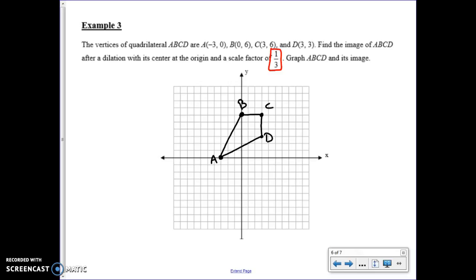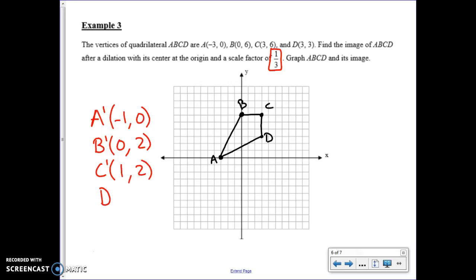And then we will graph and connect those lines, and then a scale factor of 1/3. So that means I'm going to take the A values and multiply the points by 1/3. So -3 times 1/3 would be -1. 0 times 1/3 is still 0. B prime: 0 times 1/3 is still 0. 6 times 1/3 is 2. C prime, 3 times 1/3 is 1. 6 times 1/3 is 2. And for D prime, 3 times 1/3 is 1. And 1 again.